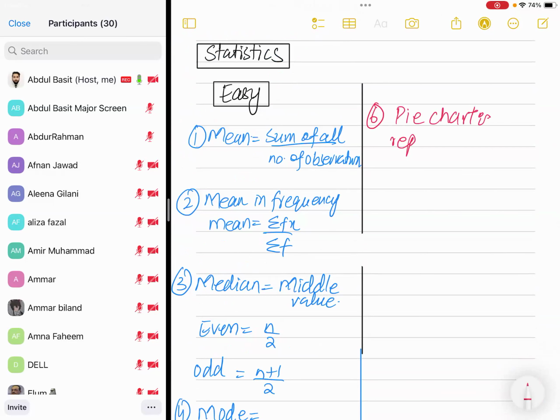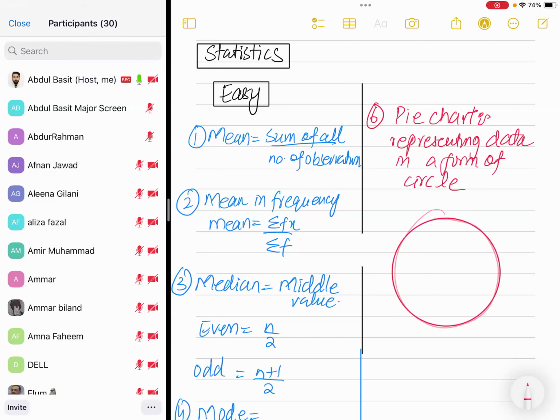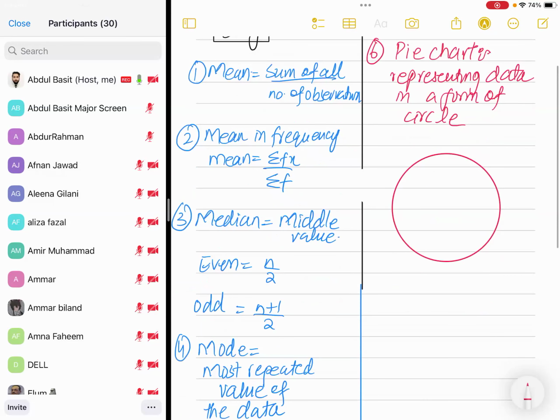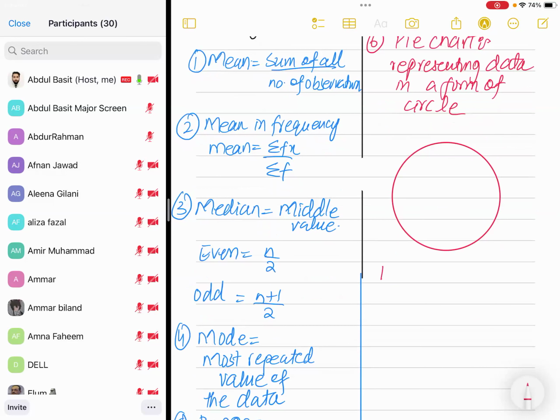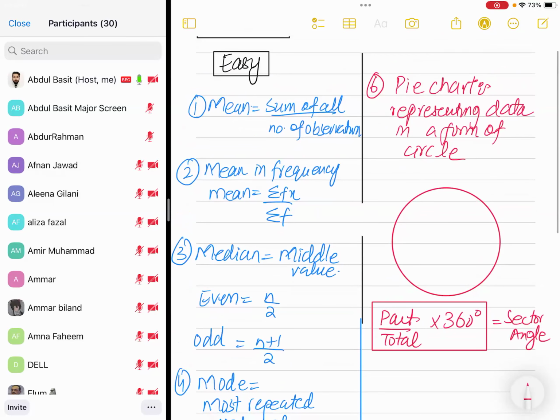Pie chart is representing data in the form of a circle. We know that this is a circle. So we use only one formula in the pie chart, which is part divided by total times 360 degrees, because the total angle is 360 degrees, and what we get is a sector angle of the pie chart. That is an easy thing.